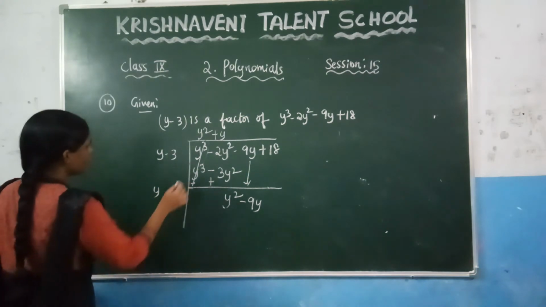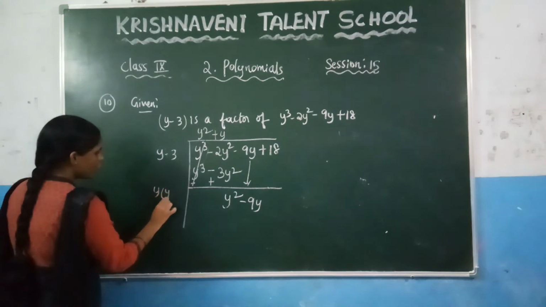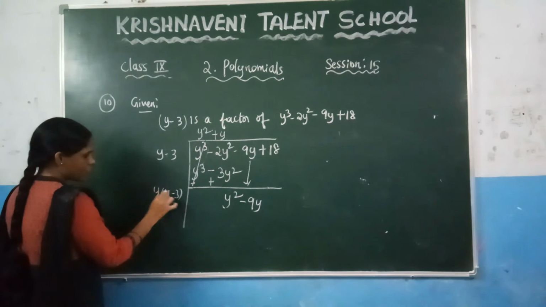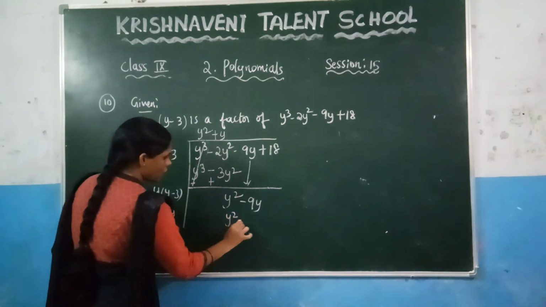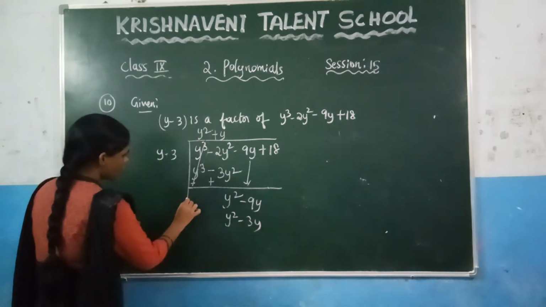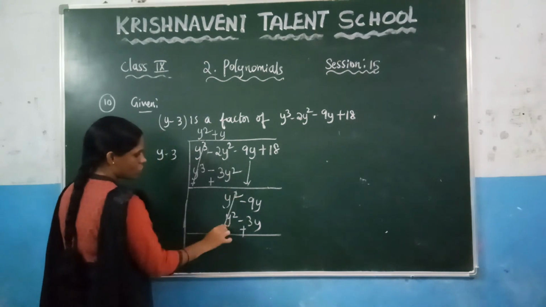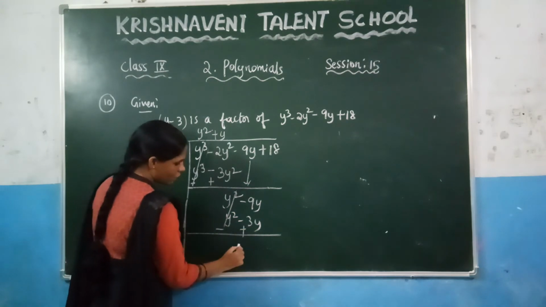What we need to do is multiply this y by the divisor. So what will we get? y into y minus 3. After solving, what will we get? y into y is y square, and plus into minus, minus 3 into y is 3y. Write it here: y square minus 3y. Now what we need to do is change the symbols. So change the symbols. What will we get? Minus, here plus. These two will get cancelled. Now find the value of minus 9 plus 3, which gives you minus 6.